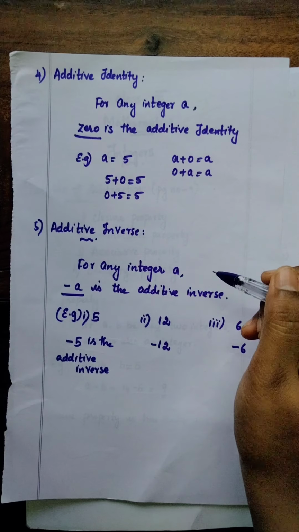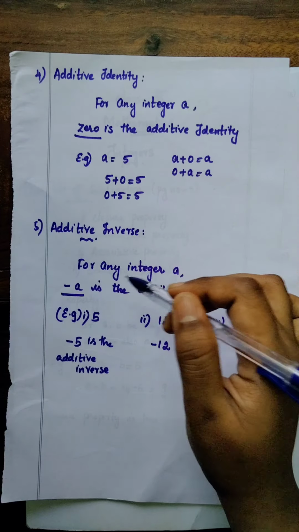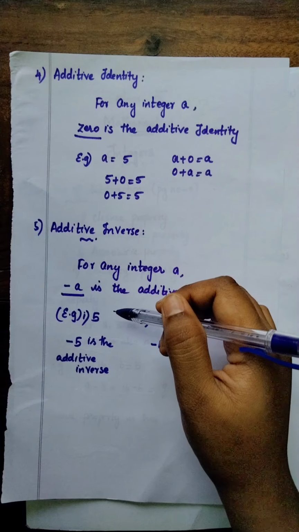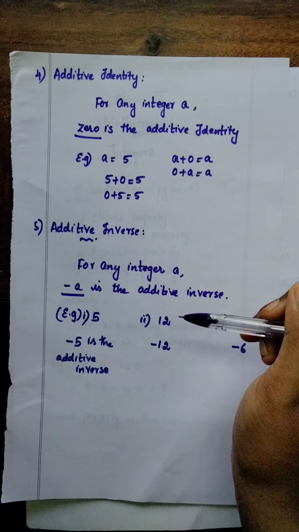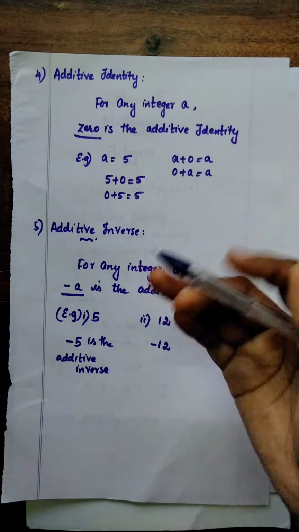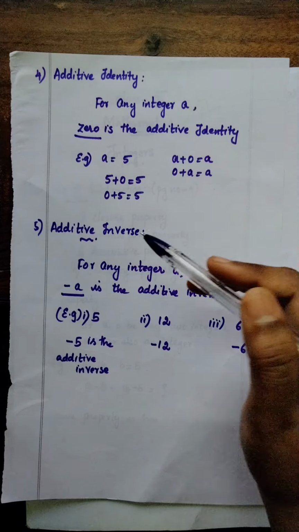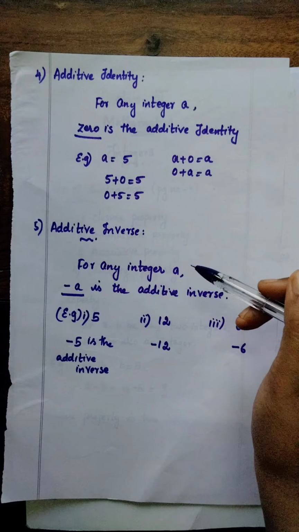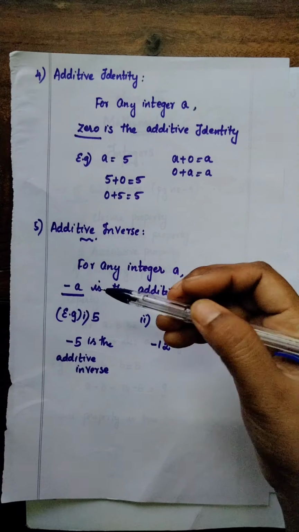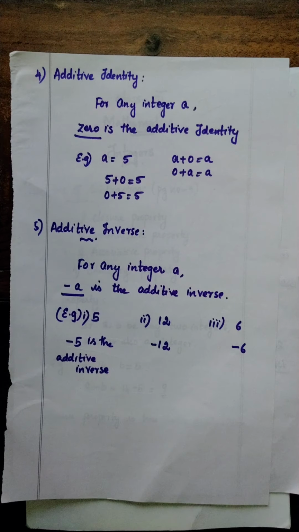Okay, next one is the additive inverse. For any integer a, minus a is the additive inverse. What is the additive inverse for 5? It is minus 5. It is just the opposite of the number. For 12, it is minus 12. For 6, it is minus 6. So for any integer a, minus a is the additive inverse. Understand? We have completed the properties of addition.